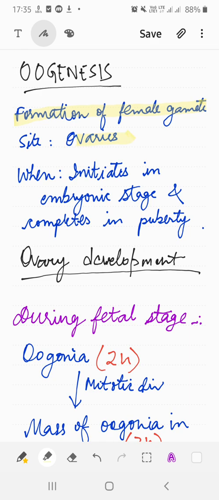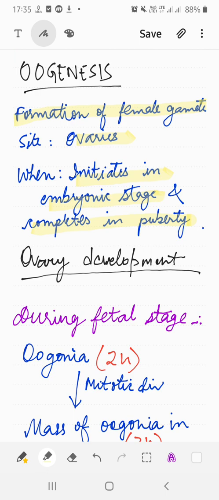When does it initiate? It begins in the embryonic stage and completes at puberty, meaning it begins in the embryonic stage and then the formation of the ova is completed at puberty. So oogenesis is again divided into three phases, as in spermatogenesis: the multiplication phase, the growth phase, and the last is the maturation phase.